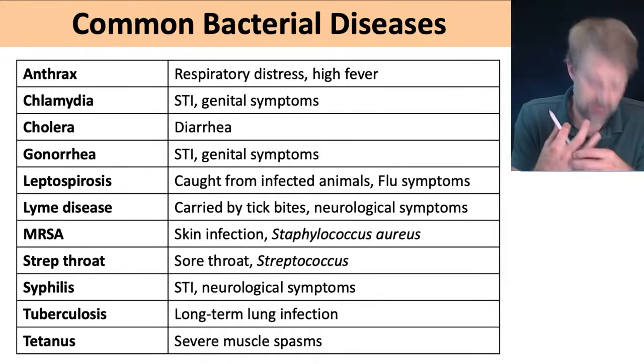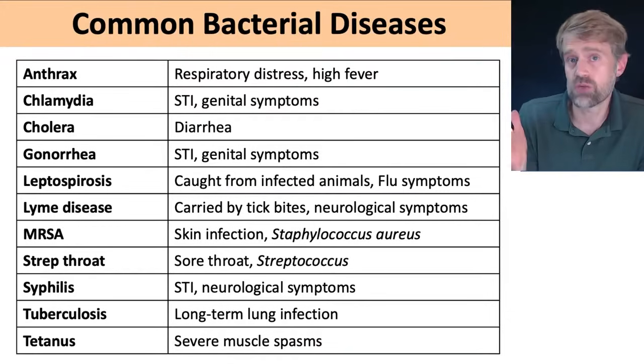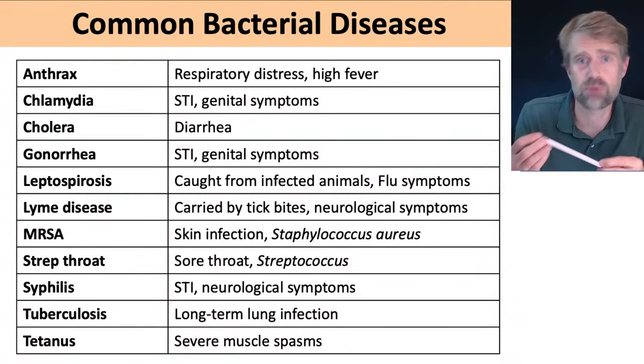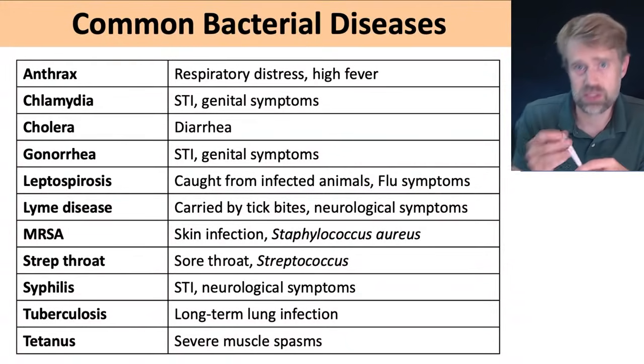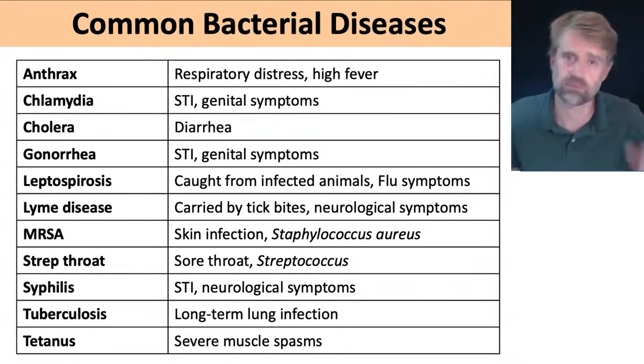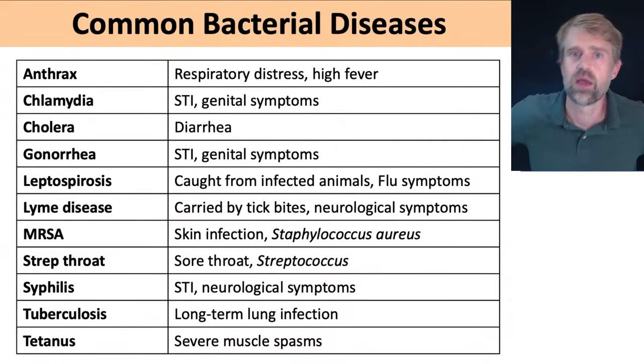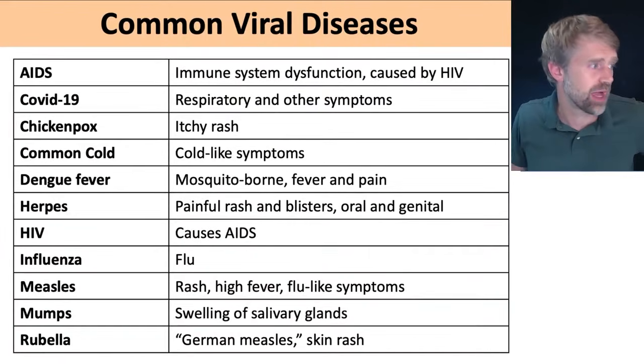So some of the most common bacterial diseases that you should know for the TEAS: anthrax, chlamydia, cholera, gonorrhea, leptospirosis, Lyme disease, MRSA, strep throat, syphilis, tuberculosis, tetanus. Just got to know them. I wish there were an easier way. This is one of those things for the TEAS you got to memorize. How about some viruses?